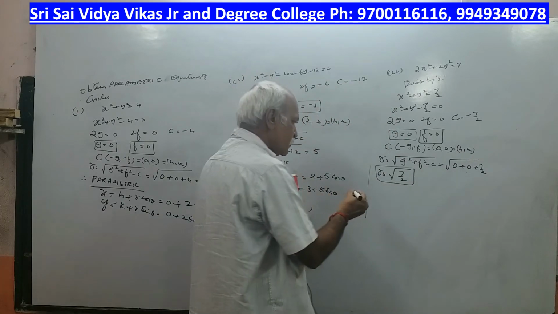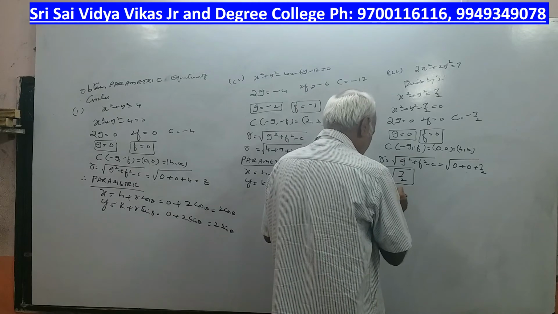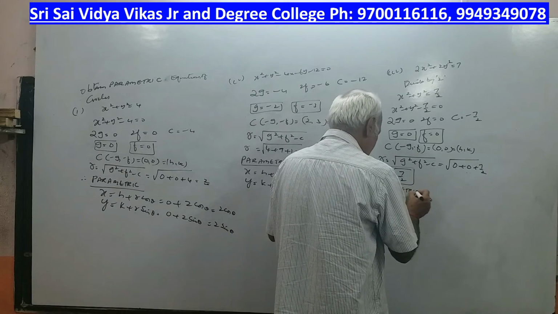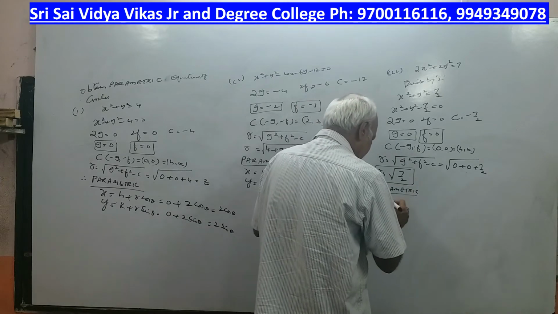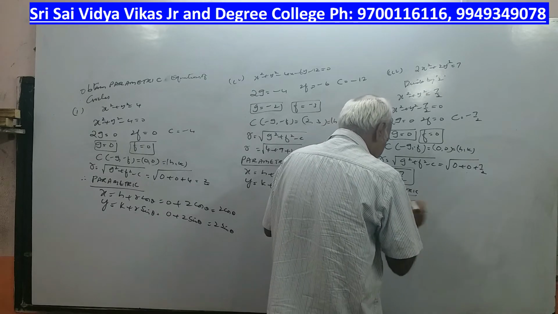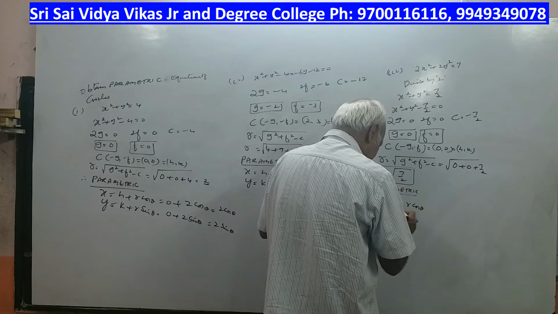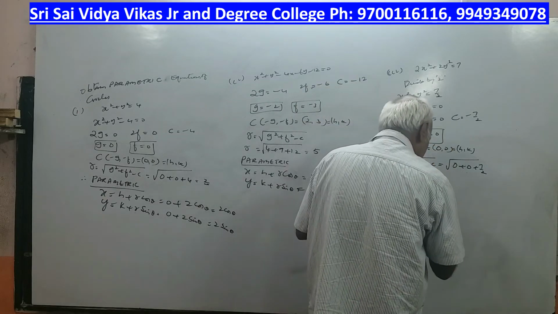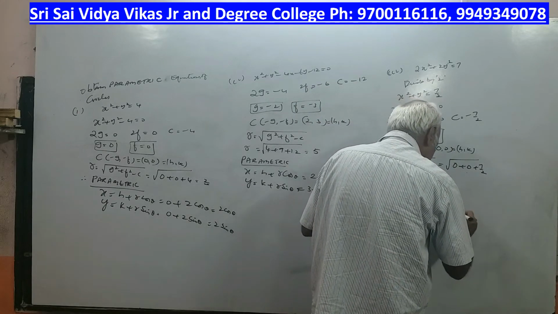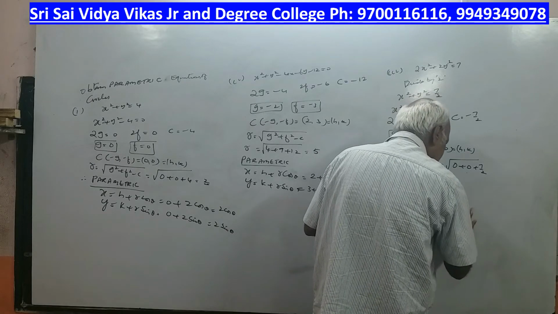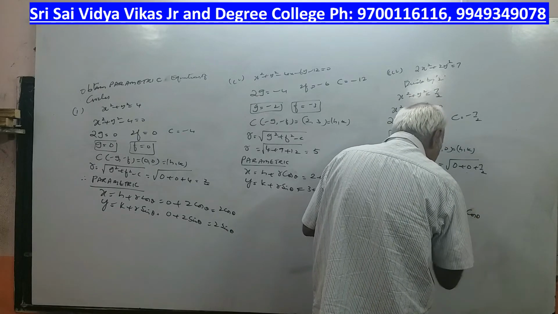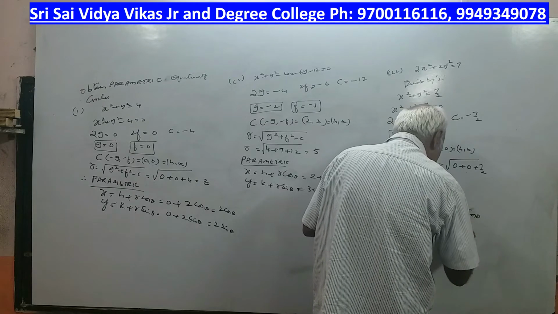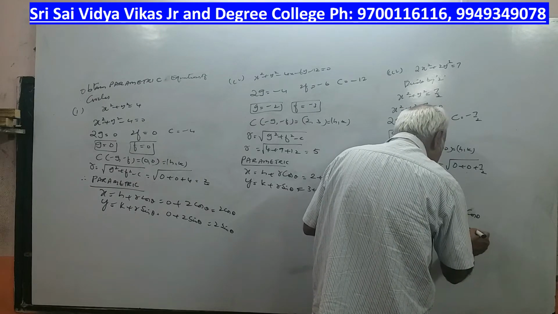We got the values. Now, parametric. What is the parametric form? x is equal to h plus r cos theta, y is equal to k plus r sin theta. What is the h value? 0. The r value is root of 7 by 2. So x is root of 7 by 2 cos theta, and y is 0 plus root of 7 by 2 sin theta.